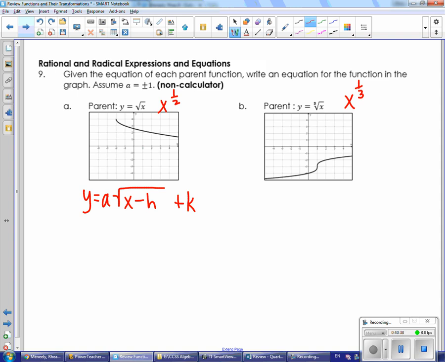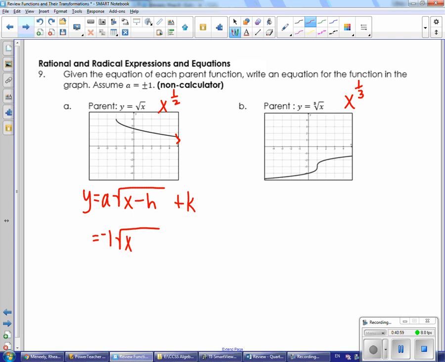So the first thing I want to do is figure out the values of a, h, and k. Well, I can see that this function has been reflected, which tells me that the value of a must be negative 1. Since this is decreasing, I know the graph has been reflected, so my a value must be negative 1. I'm still going to keep the square root. I'm still going to have the x. But now I need to figure out h and I need to figure out k.